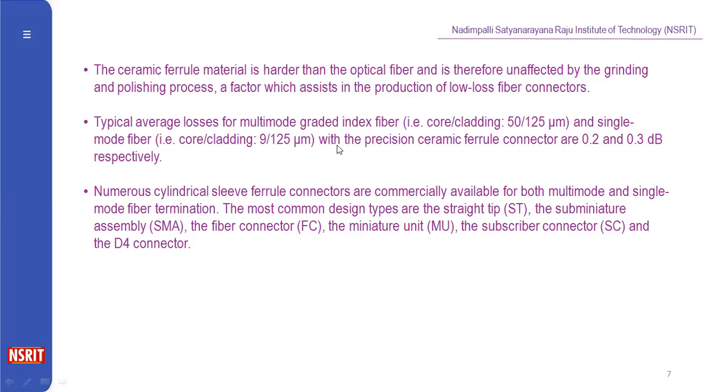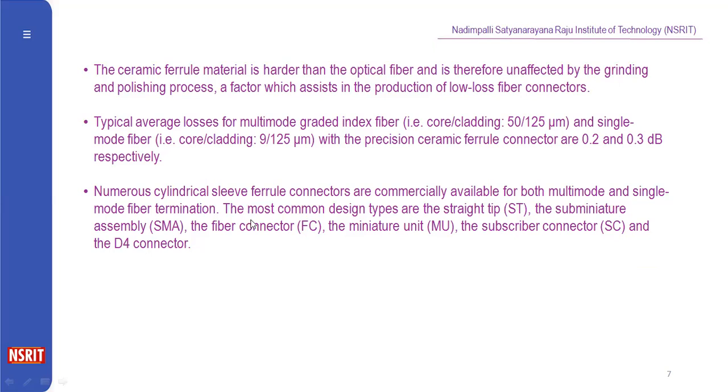Typical average losses for multi-mode graded index fiber, which is 50 by 125 core and cladding, and for single mode, which is 9 by 125 core and cladding ratio, with precision ceramic ferrule connecting are 0.2 and 0.3 dB respectively. They are the losses. Numerous cylindrical sleeve ferrule connectors are commercially available for both multi-mode and single mode fiber applications.